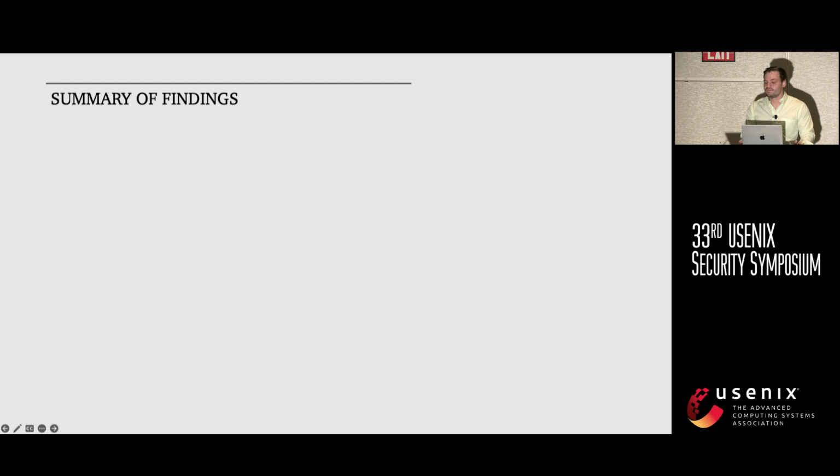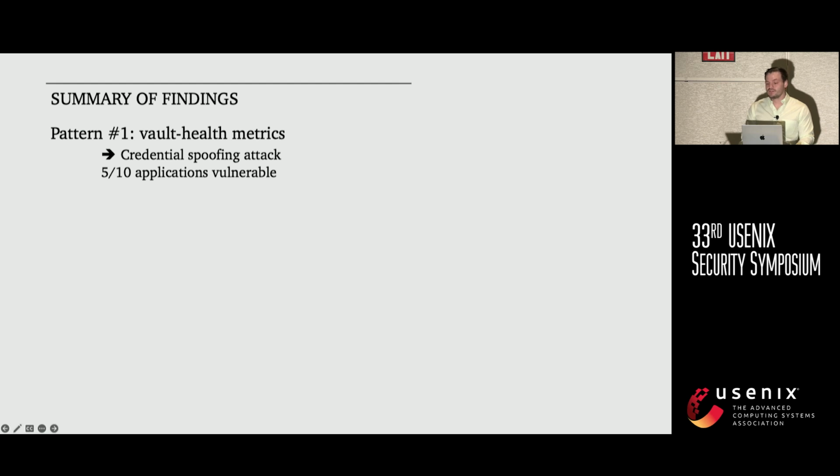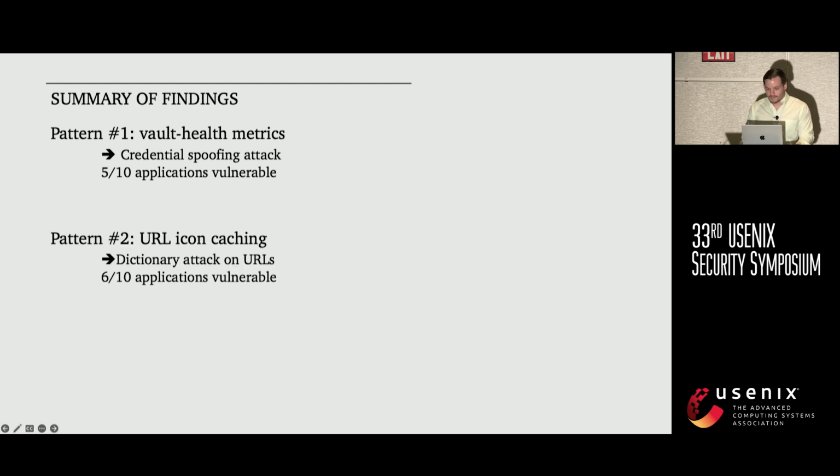So now I'm going to summarize the findings of our security analysis, which, as I said earlier, are examples of this broader threat model. We uncovered 4 general attack vectors. First, these metrics of the health of the credentials yield a side channel that can be leveraged to perform an efficient credential spoofing attack.